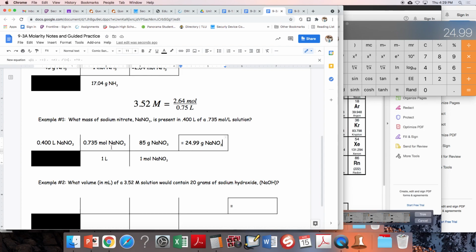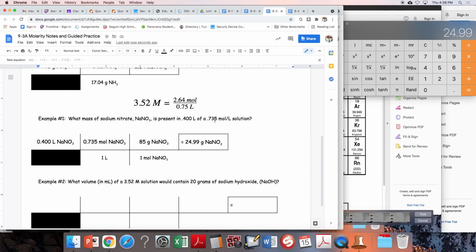Not so bad. Molarity is just a new thing we can use for moles. This again is one of those weird cases where our moles is not 1. Our liters are 1 because our number is not here. My number is next to my moles, so my number stays with my moles. Be careful with that.